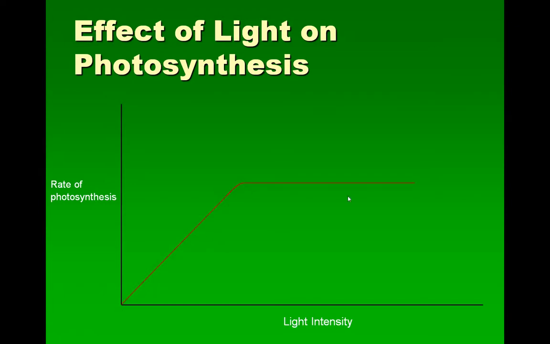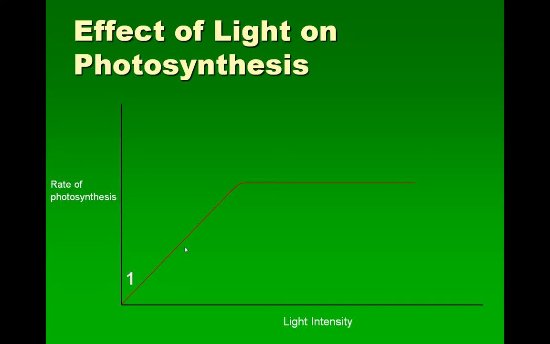This is the shape of the graph that you'd get. And we look at this stage by stage. Stage one would be that down here at zero, if there's zero light, then of course there's zero photosynthesis. So that explains that. Once you start to increase the light, then you get a proportional increase in the rate of photosynthesis. So this is a directly proportional relationship between light intensity and the rate of photosynthesis, however it's measured.